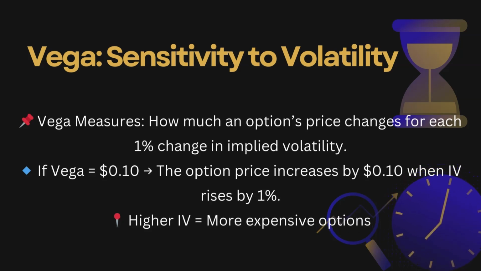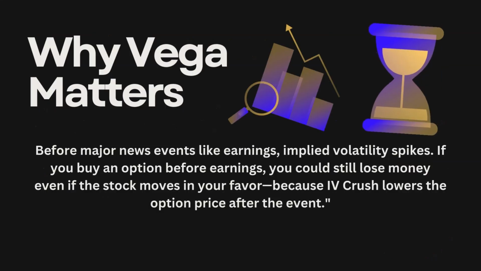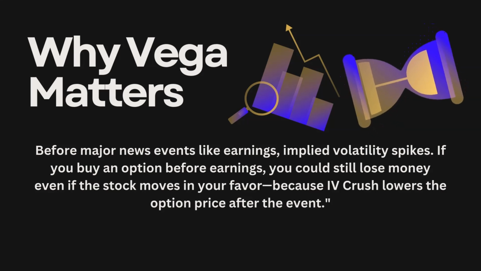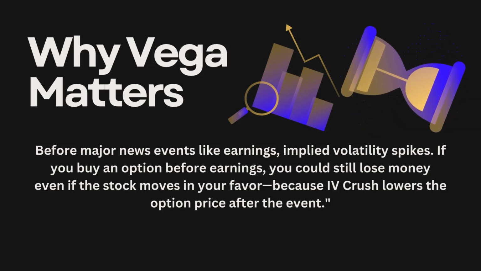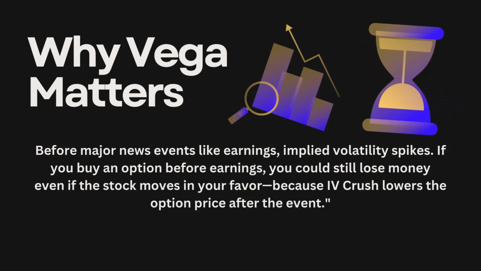Why Vega matters? High IV environment: options are more expensive. Watch out for IV crush. Low IV environment: options are cheaper, offering better value for buyers. Before major news events like earnings, implied volatility spikes. If you buy an option before earnings, you could still lose money even if the stock moves in your favor, because IV crush lowers the option price after the event.